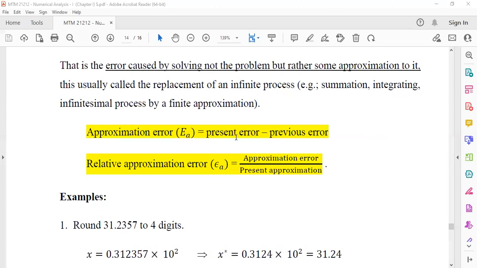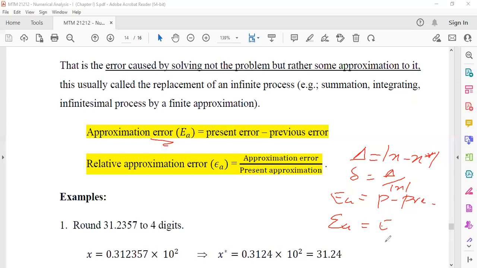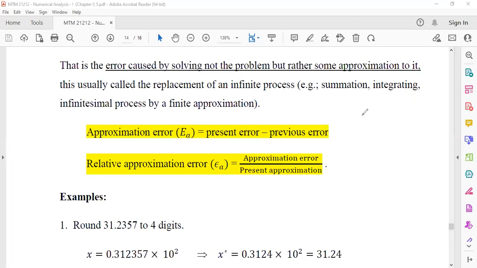So approximation error E is likewise the same. If you remember, the absolute error delta is equal to modulus of x minus x star. Like that, approximation error E is equal to present error minus previous error. Then relative error delta is equal to delta over mod x. Likewise, here epsilon A is equal to EA over P, whatever the P. The same things, but you have to keep in mind what it says. Let's do an example so you'll understand everything very clearly.